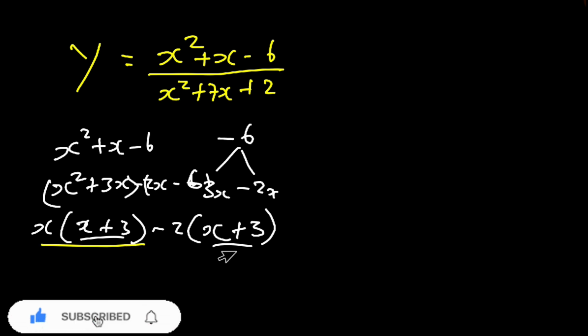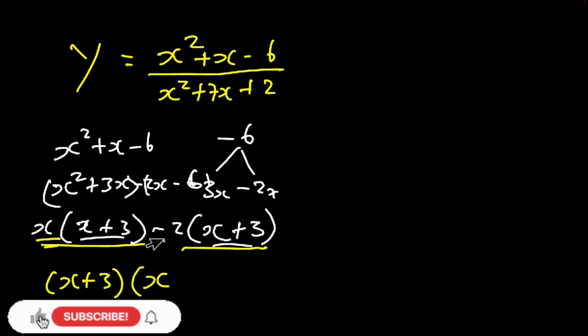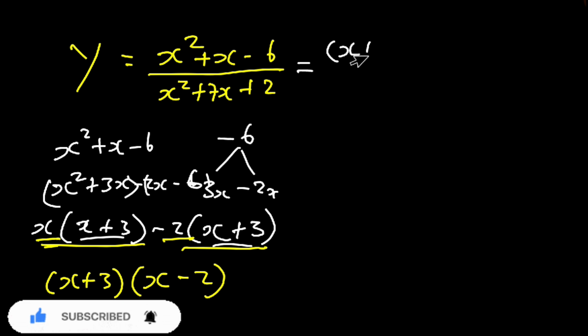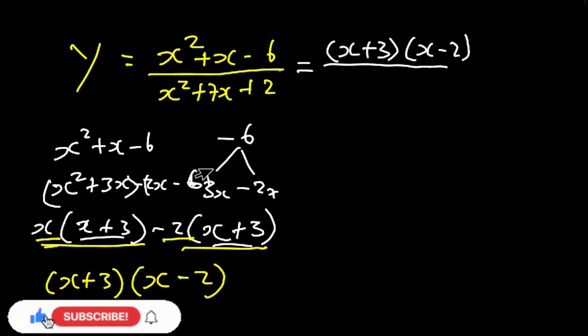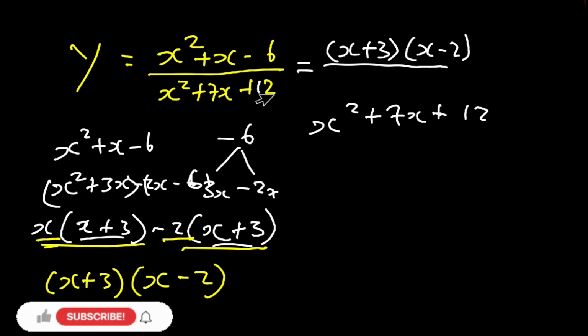So let's factor out again. Here and here, what is common is x plus 3. If you factor out x plus 3, we are going to be left with x here and then minus 2 here. And so we are done factoring the numerator. Let's replace it with what we have, x plus 3 and then x minus 2. So let's focus on the denominator. We have x squared plus 7x plus 12.